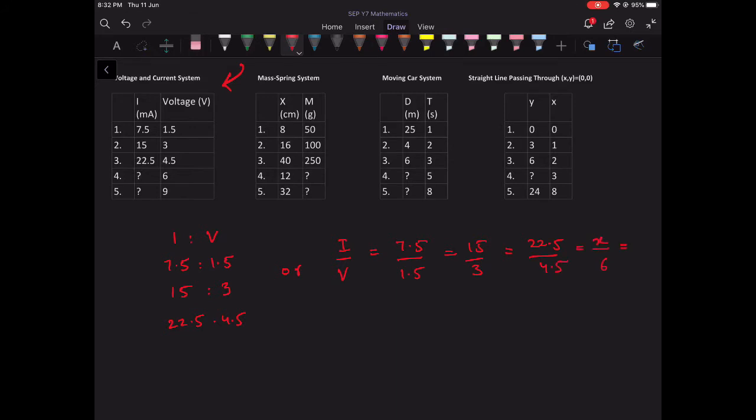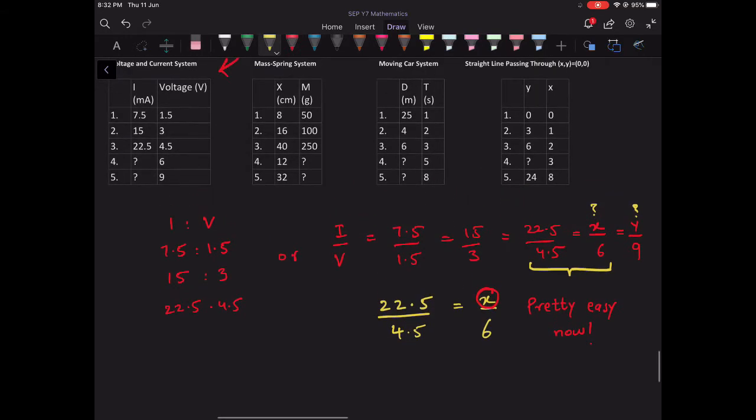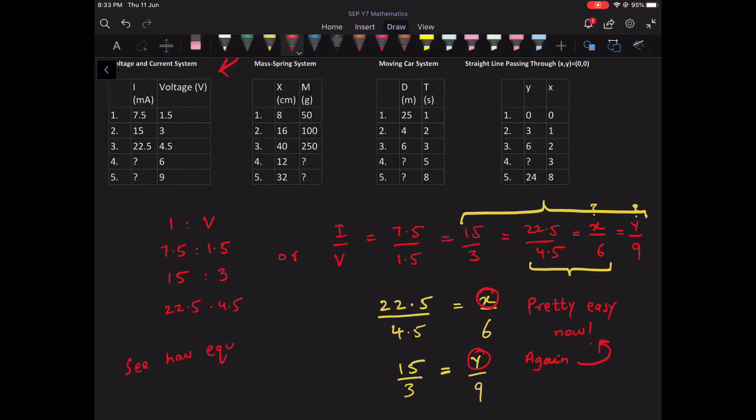We have some unknown quantities as well. We name them x and y. To find the value of x, we can equate it with any ratio in the series, since all the ratios are equivalent. We can find the value of x pretty easily. We can do the same for y. We can equate it with any other ratio in the series since all the ratios are equivalent. We can find the value of y again. You can see how equivalent ratios can help us find the unknown quantities.